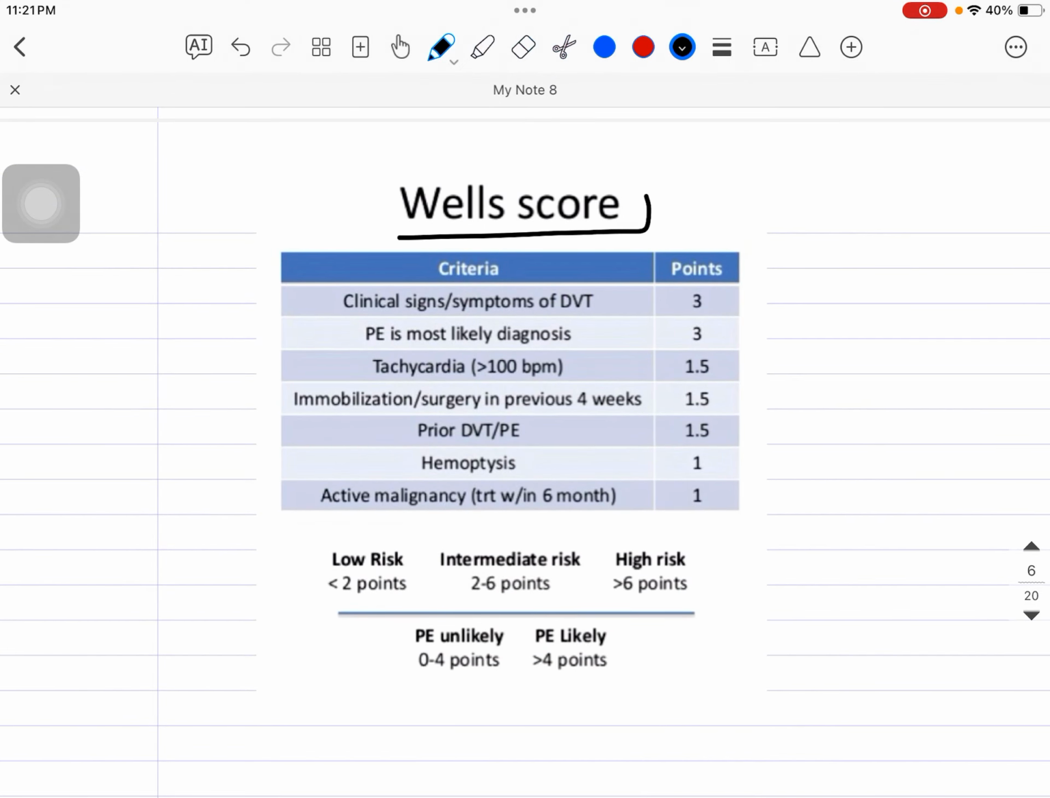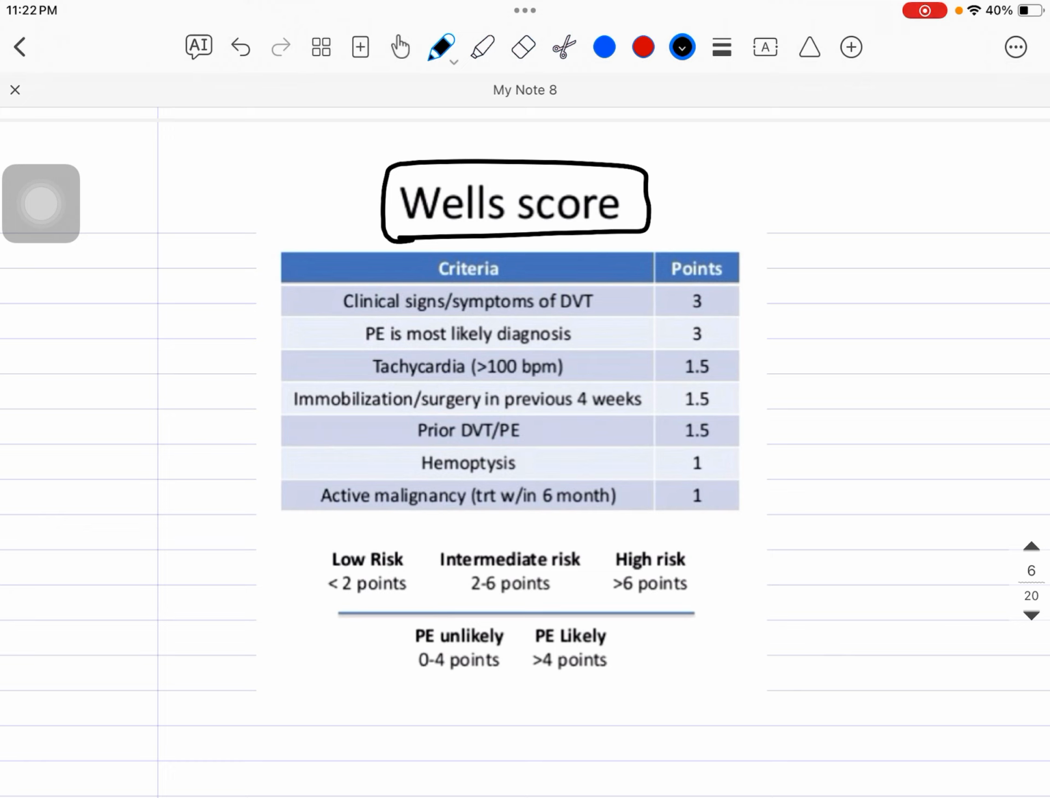Very important for your exam purpose as well. What is the Wells score? Wells score is actually telling us the probability of this patient having pulmonary embolism. What is the possibility that this patient might be having it? How strongly are you believing that this patient has pulmonary embolism?